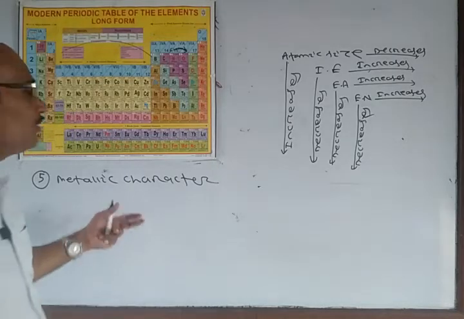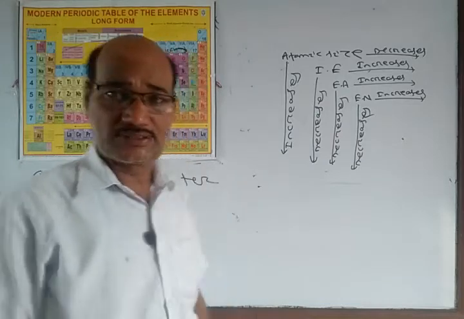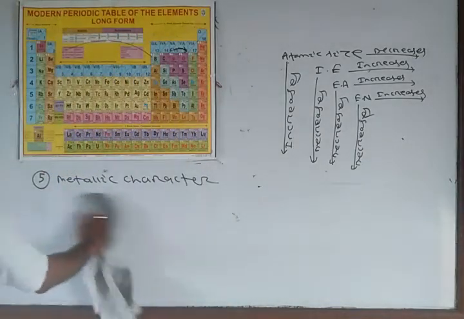So the conclusion is what? In a group, the metallic character increases. In a period, the metallic character decreases.